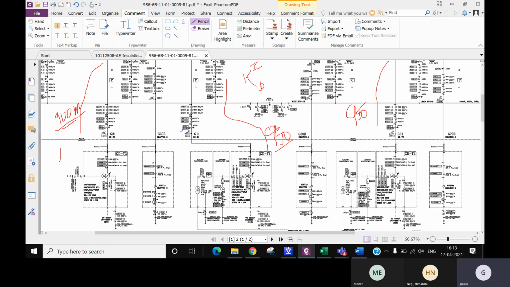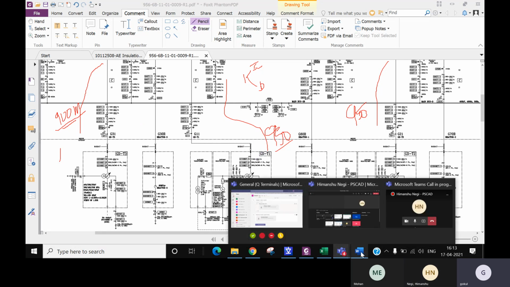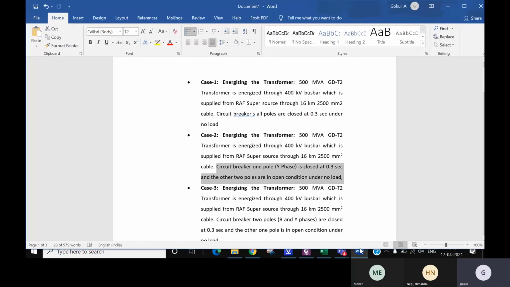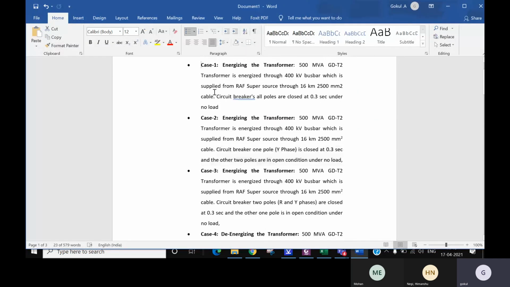So the basic path is you have to get the values from the AutoCAD, and you have to take two cases, which are the longest path and the shortest path. So now we can talk about the cases. I have taken three cases for energizing.